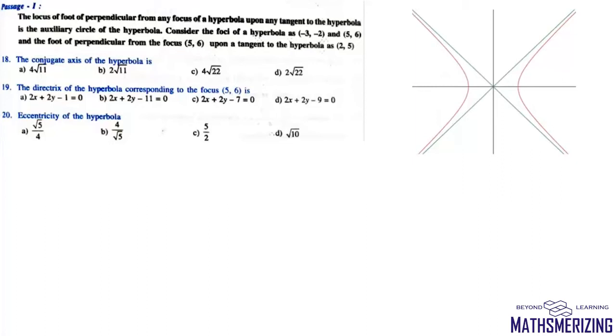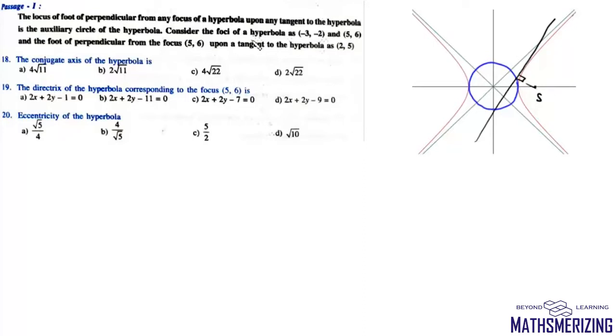Now here the question is, the locus of foot of perpendicular from any focus on a hyperbola upon any tangent to the hyperbola is the auxiliary circle of hyperbola. So it is a standard result. So we have auxiliary circle, and if we consider any tangent to this hyperbola, then foot of perpendicular from any focus, it will lie on auxiliary circle.